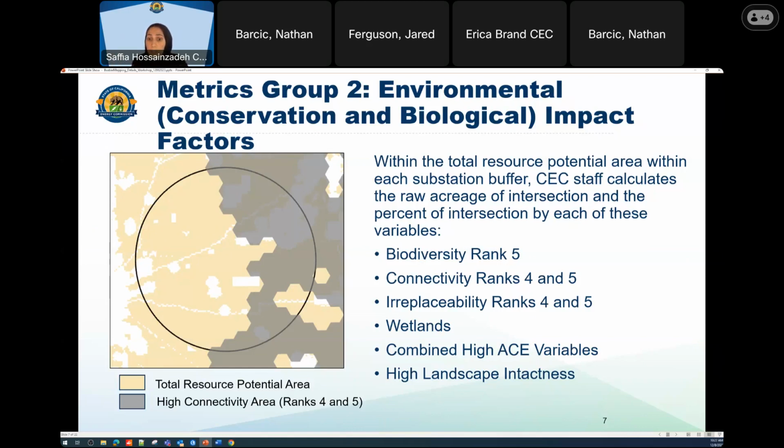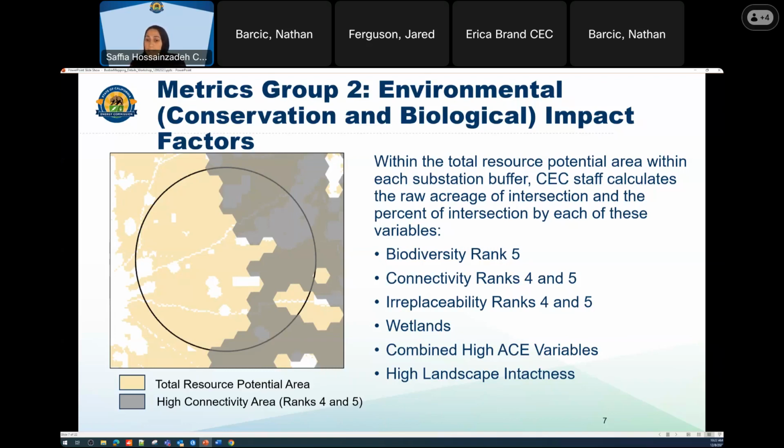So when we do the geospatial analysis, we find the total area of intersection of each of these variables listed here within the total resource potential area. So that's what you see in this figure. The tan area is that total resource potential area, and the area in gray is the high connectivity variable. So if we intersect those 2 map layers, we'll get the amount of high connectivity within the total resource potential area.